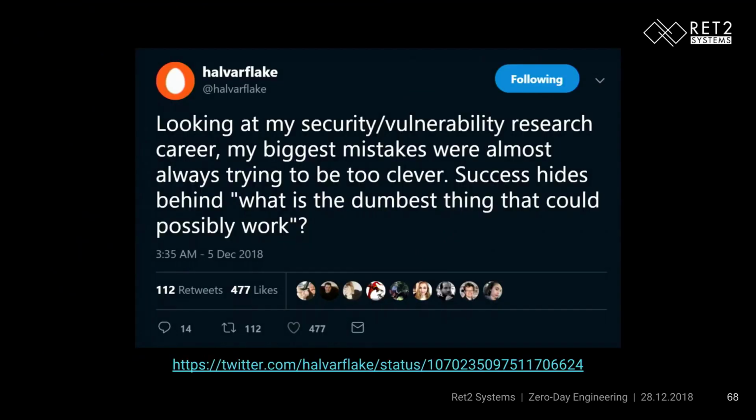And so Halvar actually had a very timely tweet just a few weeks back that echoed this exact experience. He said that looking at my security/vulnerability research career, my biggest mistakes were almost always trying to be too clever. Success hides behind what is the dumbest thing that could possibly work. The takeaway here is that you should always start simple and iterate.